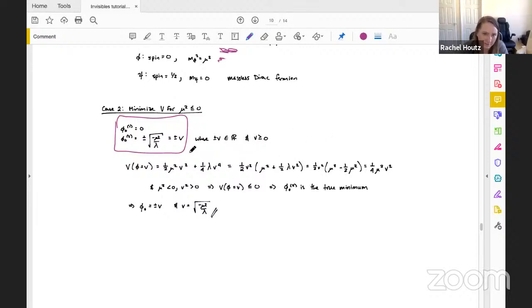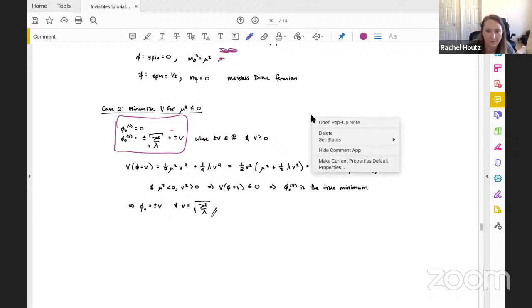And I've chosen v to be a parameter that's positive, while the minima can be plus or minus v. All right, so of these three minima, which is the true minimum, the lowest of these three local minima? One way to do that is to just plug this v back into the potential and see what you get.